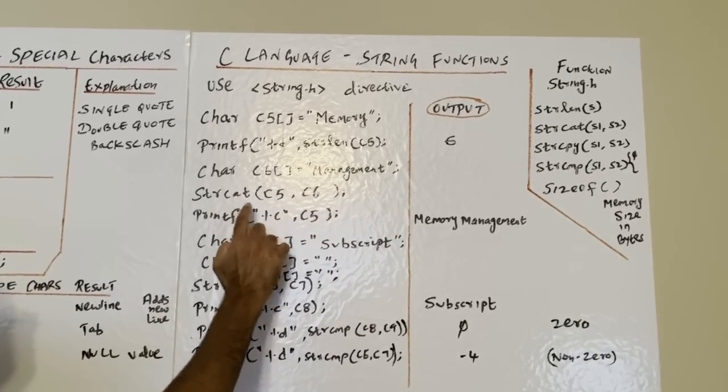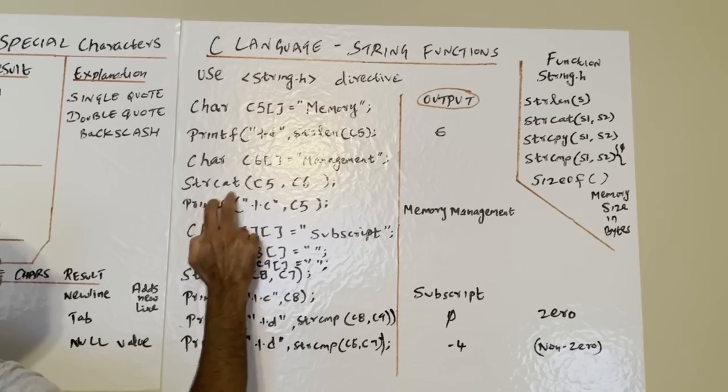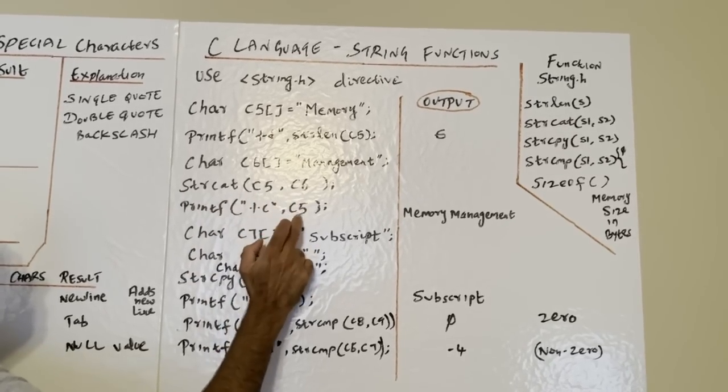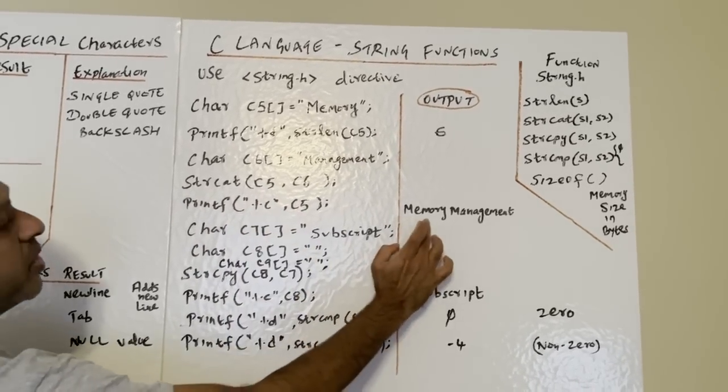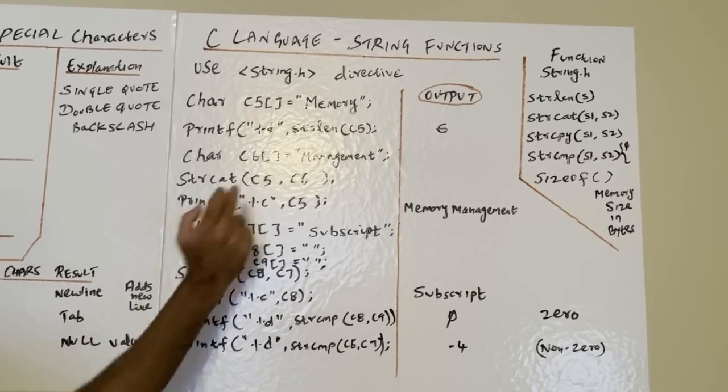C5 is memory. I do a concatenation. See, C5 is memory, right? C6 is management. So I'm joining those two strings, C5 and C6, so memory management. It added C6 to C5, concatenation.